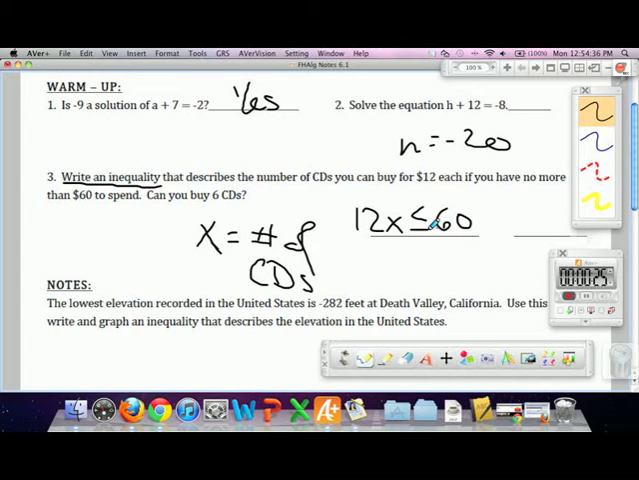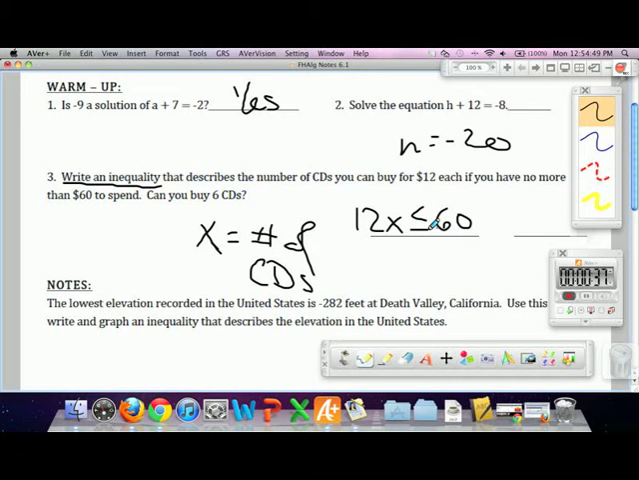Can you buy 6 CDs? No. How do you know? Because 12 times 6 is not 60. Okay, well, it doesn't necessarily have to be equal to 60. Well, yeah, but if you're buying each one for $12, it's too much money. If you plug in 6, you get 6 times 12 is 72. 72 is not less than or equal to 60, so no, you can't afford 6 CDs.